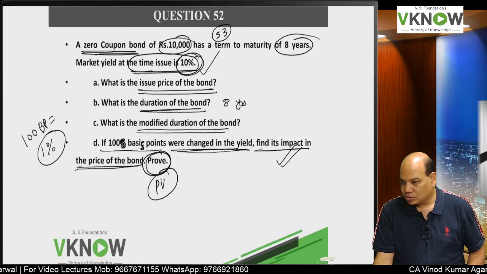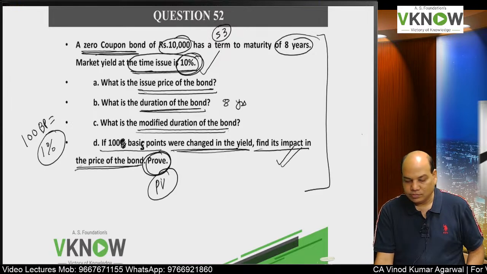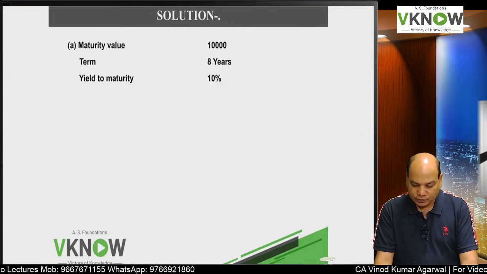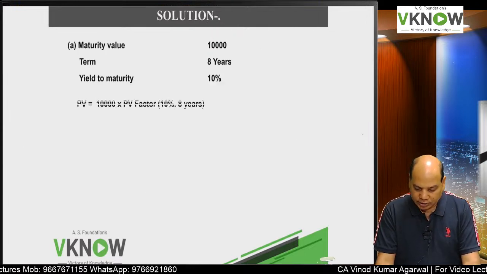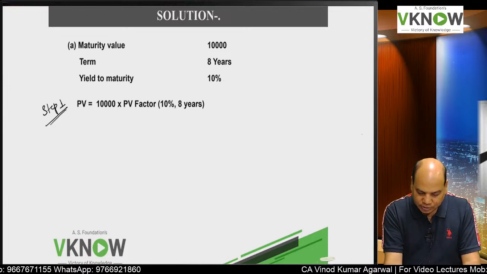Okay. So this is one of the easiest questions. I wanted to take one question on zero coupon bond, so I have taken this question. Write down step 1. Start from here.